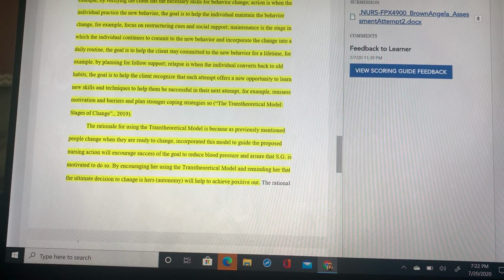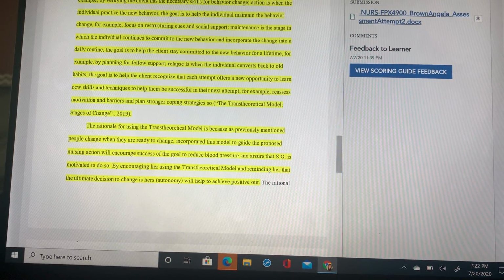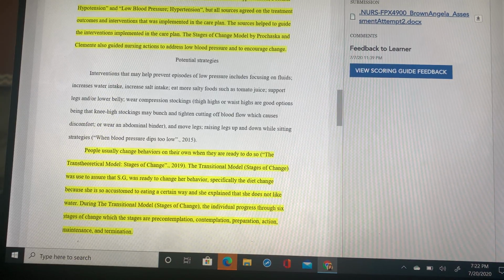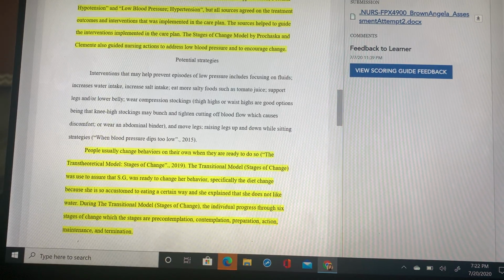So I basically told her this is the model that I use to help the client change her behavior. Just because you say these things will help wasn't good enough. Yeah, this stuff might help, but what methods did you find in your research to prove that this would actually work, and that you will actually get the patient to follow your care plan and your interventions? So I had to redo that. And that wasn't that bad.